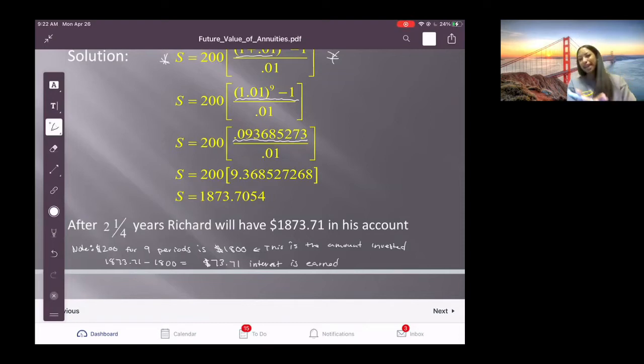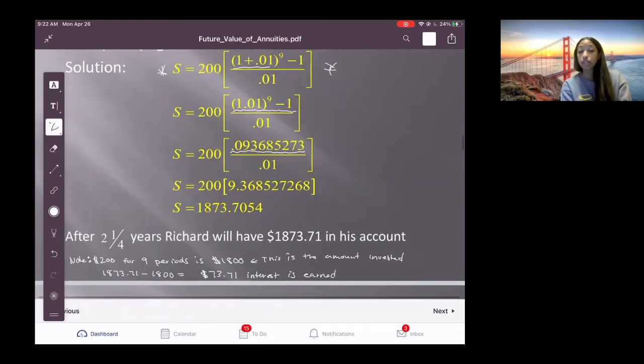All right, that wasn't asked of us here, but I want us to have a good understanding of what these numbers are representing. So we're putting this money into this account over time, $200 every quarter for 2 and a 4th years is $1,800 that you end up putting in. And over that time, for 2.5 years, you end up earning $73.71 in interest. All right, any questions about this one?